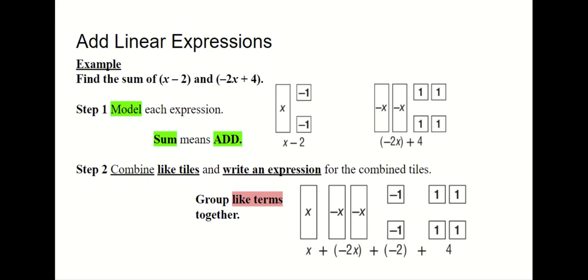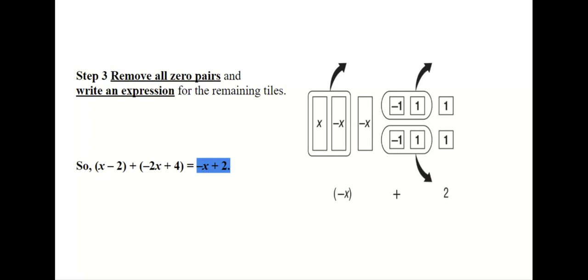So now there's something interesting that we notice here. We can group together and remove all zero pairs and write a brand new expression for the remaining tiles. So x combines with negative x to get 0. Negative 1 plus 1 gives us 0 here, and so they go away. And what do we have left? Negative x plus 2 ones are left over.